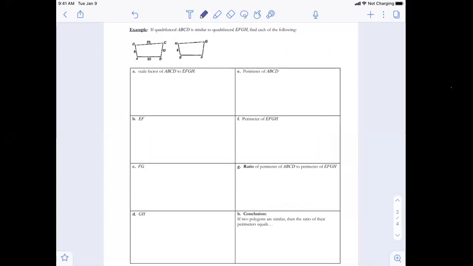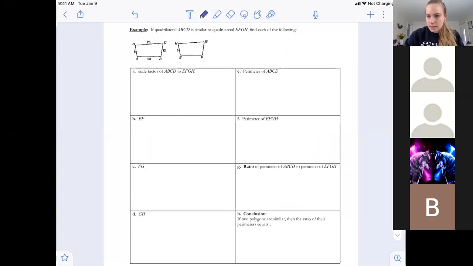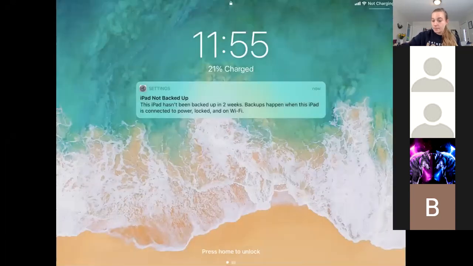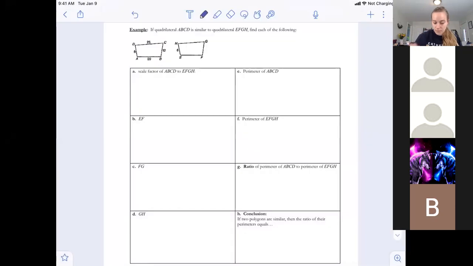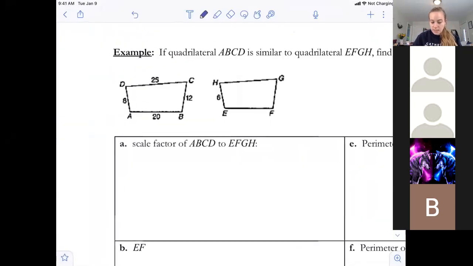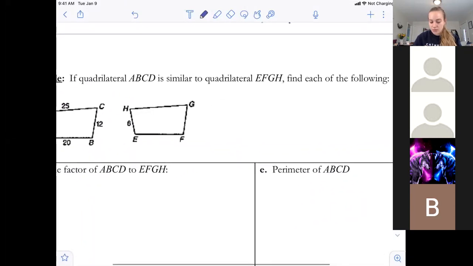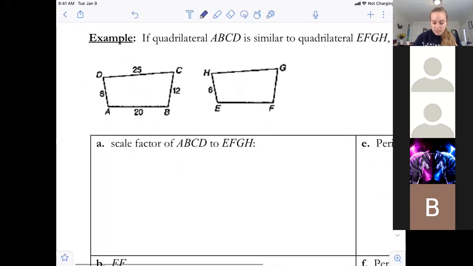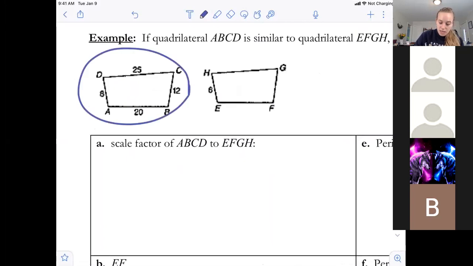Okay. Especially if you're not really sure what's going on, we're going to come back together. If you do know what's going on, awesome. Let's just check our work then. Okay. So it says if quadrilateral ABCD is similar to quadrilateral EFGH, find the following. So we have to find a scale factor of ABCD to EFGH.